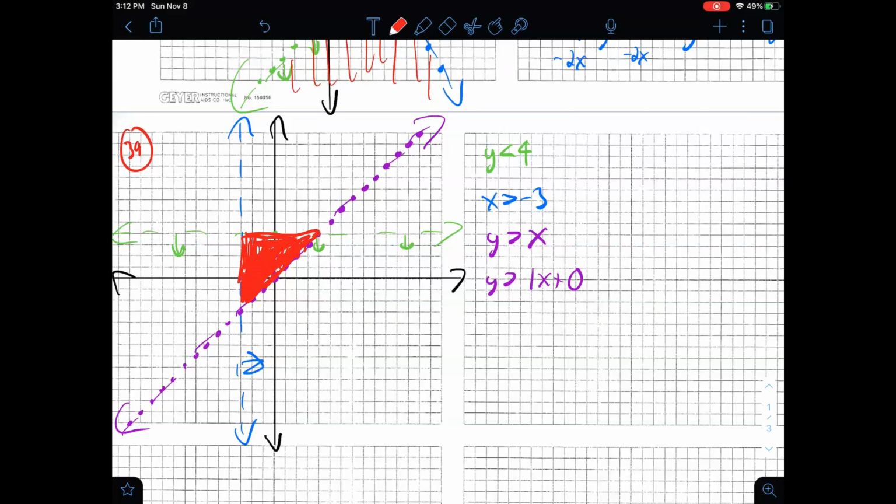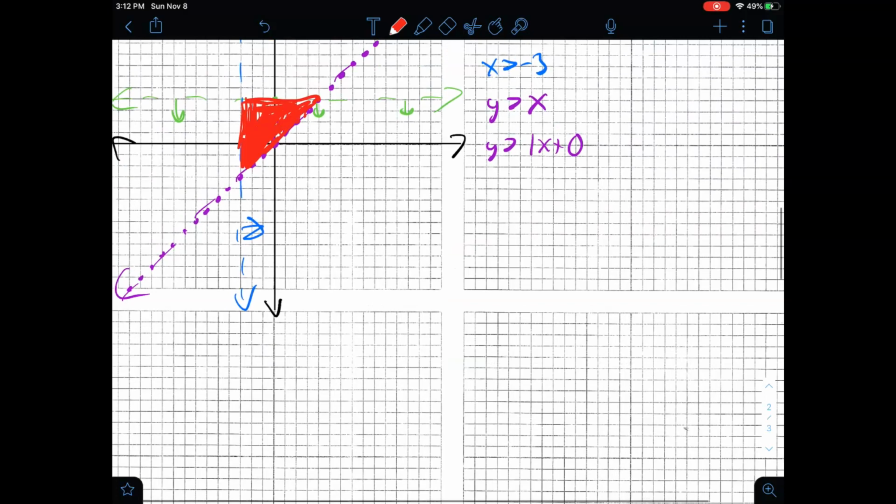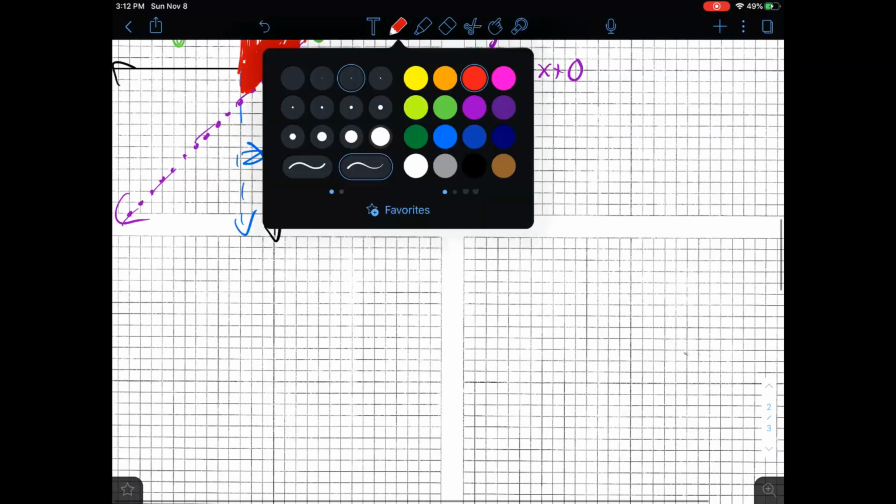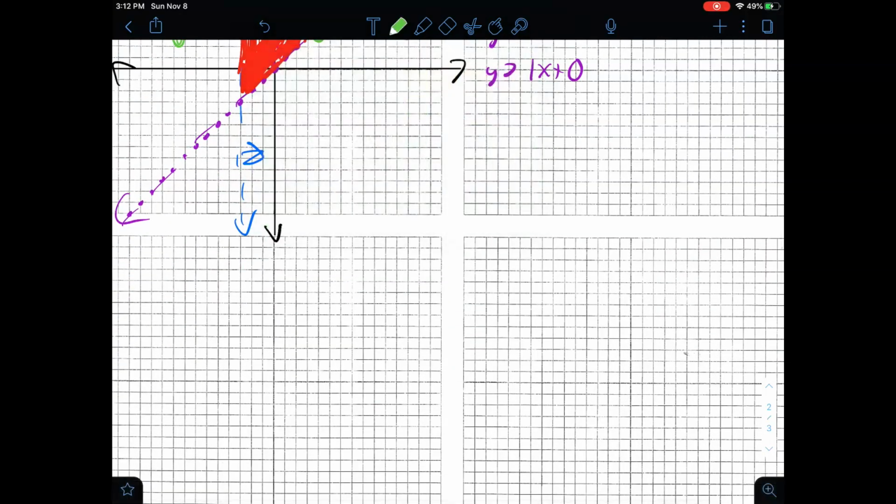And that is below the green line, above or to the right of the blue line, and above the y equals x line. And there we go. All right, then 42 is the hardest one. So we have 42. We had x minus 4y is greater than 0.